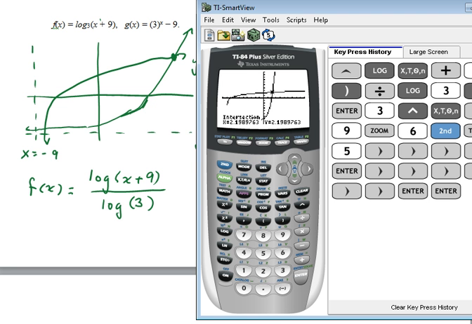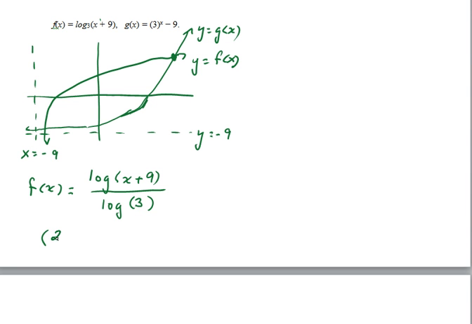and I'm getting the intersection point 2.19, comma 2.19. I'll enter it as 2.2, comma 2.2.